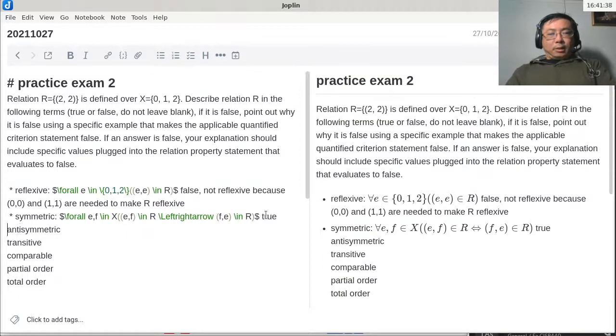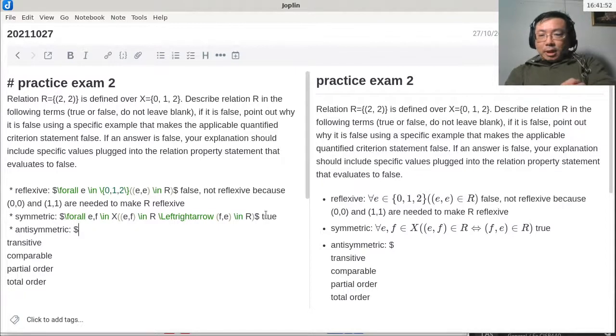Alright, so now we're dealing with antisymmetric, which is even more interesting, because this one does not have if and only if. It only has if. It has implication. It only goes in one direction. I'm catching up on the text channel here. It says 2, 2 is in it, and 2, 2 is in it too.